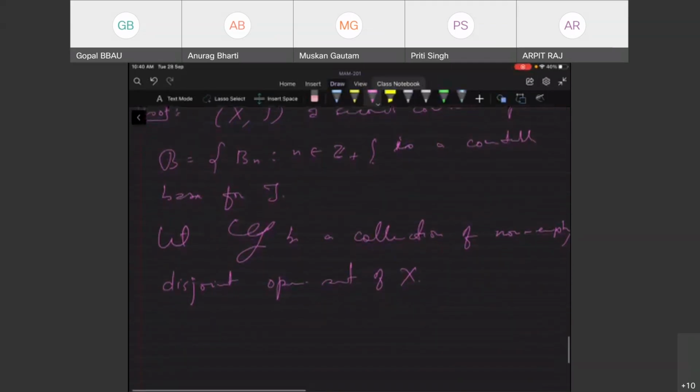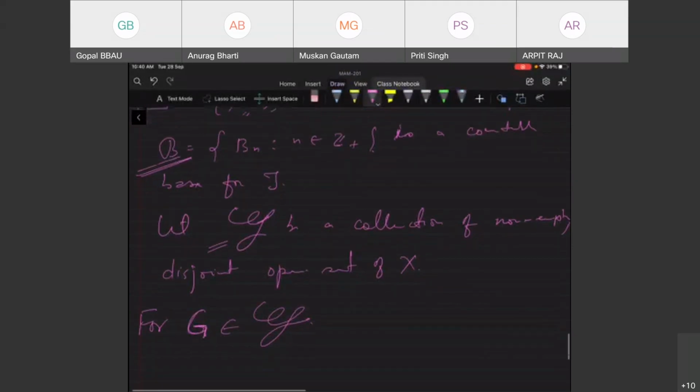Now you see, this funny B forms a base. This means if you take any member G from this funny G, this G, capital G, is a non-empty open set.